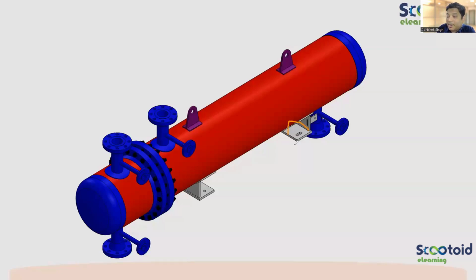So what is this gray colored part which you see here? What is this part? It has a particular name. Varad is absolutely right. It's called a support. Very simple name. Typically, pressure vessels and heat exchangers are supported by saddles. So this kind of structure is called a saddle support.